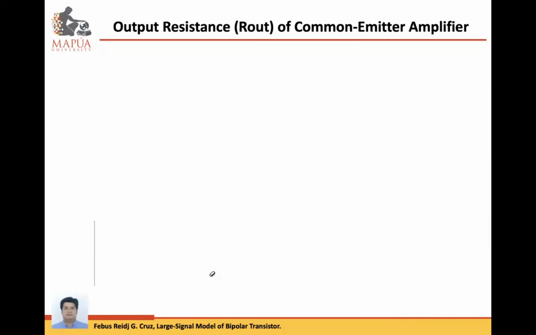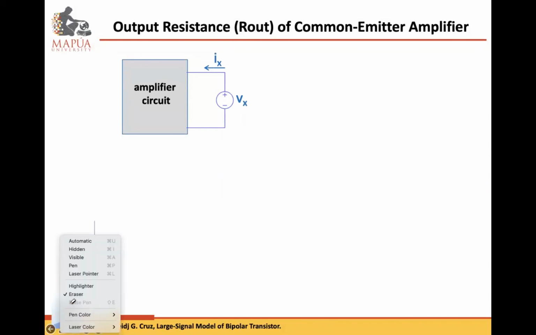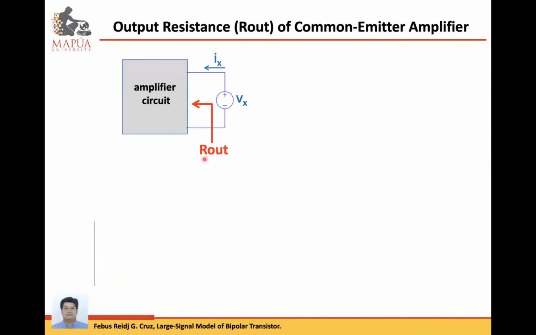Then how about the output resistance? If we want to determine the output resistance of Common-Emitter amplifier, we can apply the known voltage source at the output terminal and measure the resulting Ix. And then from there, we can calculate Rout. So in this case, Rout equals Vx over Ix. Then as for the input terminal, the requirement is we are going to short the input terminals. So pakitandaan yung requirements na yon, no?